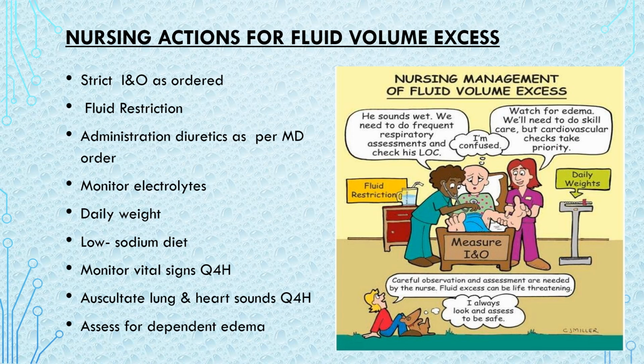These are your nursing actions for fluid volume excess. They're going to need to be on strict I&O as ordered. Fluid restrictions. Sometimes you'll see a fluid restriction of 1,200 mLs. It just depends on what the physician orders. Say 1,600 mLs per day. So you're going to have to rationalize each shift what they can have, which will equal up to 1,600.